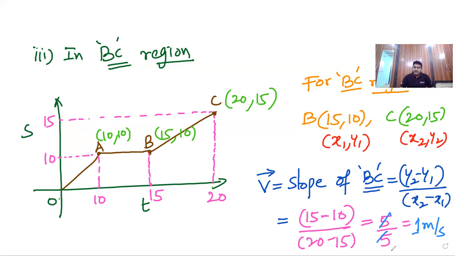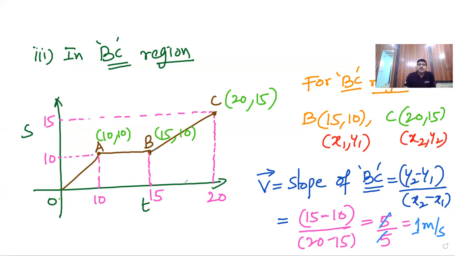Clear? That means in the OA region you got how much velocity? 1 meter per second. In the AB region, there is no displacement within these 5 seconds, so zero velocity. In the BC region, 15 to 20 seconds, in 5 seconds the displacement is 10 to 15. Look at the y-axis, 10 to 15, that means 5 meters displacement. Hence the velocity is 1 meter per second. So be careful, all the velocities you got are positive velocities.